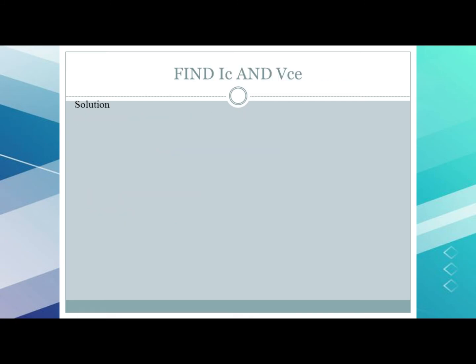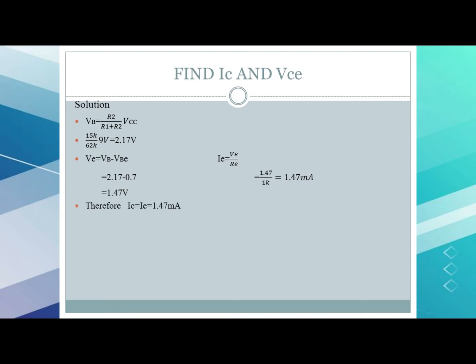The second question is to find IC and VCE. First, we must find VB. VB equal to R2 divided by R1 plus R2 times VCC. We get 2.17 volt. The second one, we must find VE and IE. VE is equal to VB minus VBE. So we get 1.47. And IE is equal to VE divided by RE. We get 1.47 milliampere. Therefore, IC is equal to IE. So IC is equal to 1.47 milliampere.